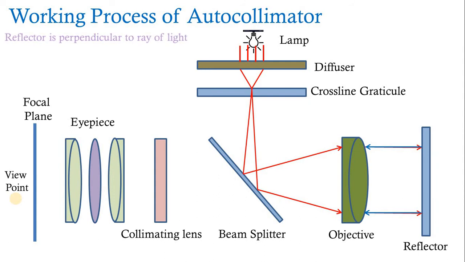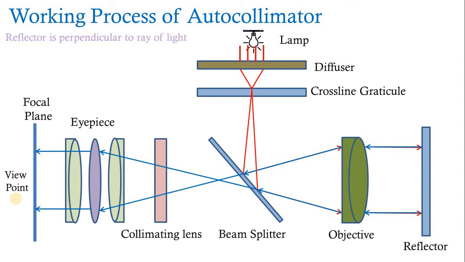When the reflector is perpendicular to the ray of light, the reflector sends the light rays back to the beam splitter, and they are transferred to the eyepiece, and there at the viewpoint we get a straight line of light.